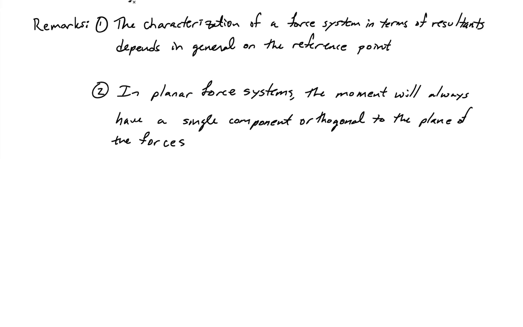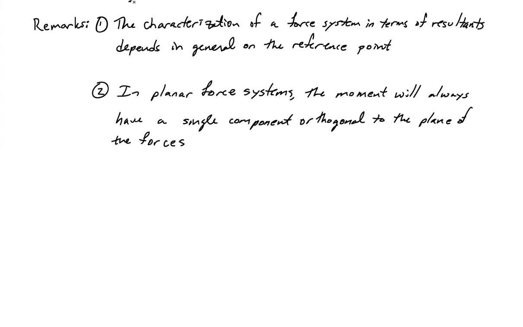Important remarks to keep in mind here. One is that the characterization of a force system in terms of resultants depends in general on the reference point. We've seen that if I pick point A or if I pick point B, I get two different representations of the force system. They still provide the same response of the body if I do further analysis, but I have two different results, and one can be easier to use than another in given situations.